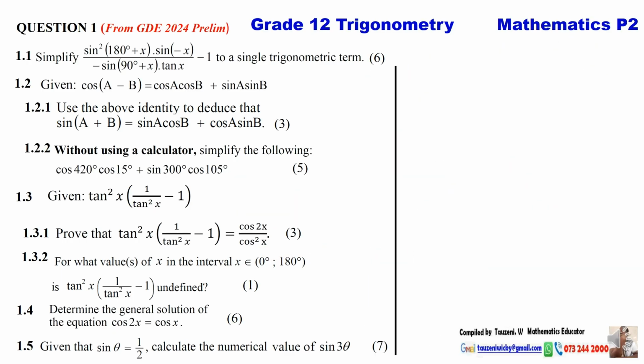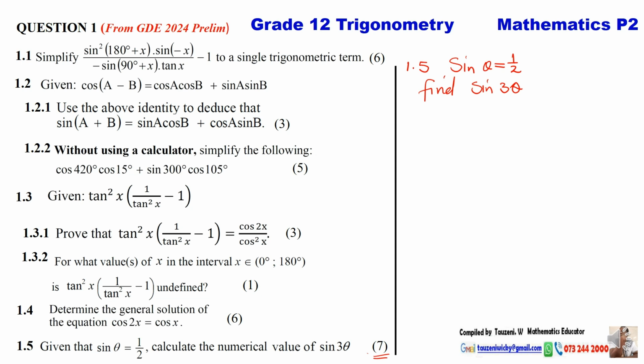Right, question 1.5. Now in question 1.5, we are told that the sine of theta is equal to 1 over 2. And then with that information, we need to be able to find the value of the sine of 3 theta. And this is worth 7 marks. It was worth 7 marks in this particular examination. I'm not so sure why the examiners thought this may be 7 marks, because the calculation is very straightforward here.